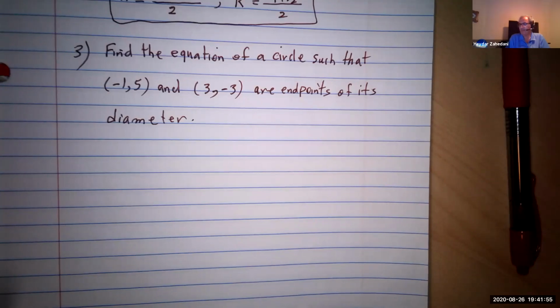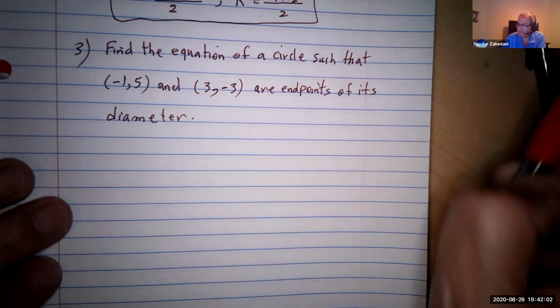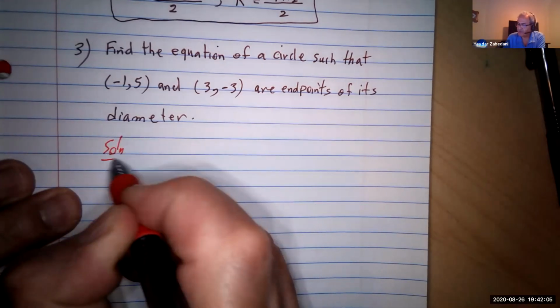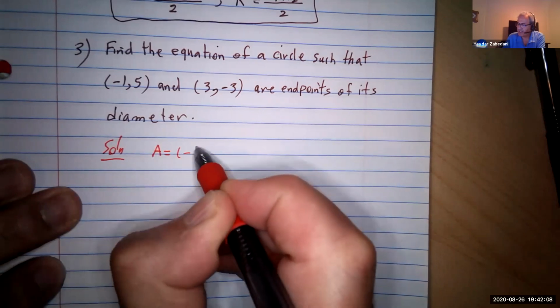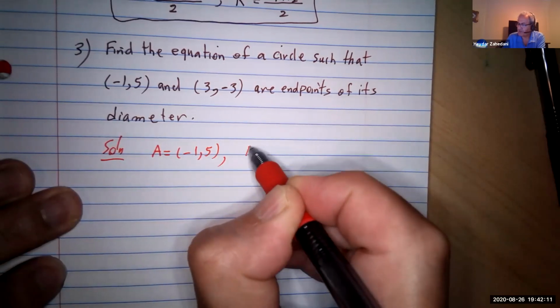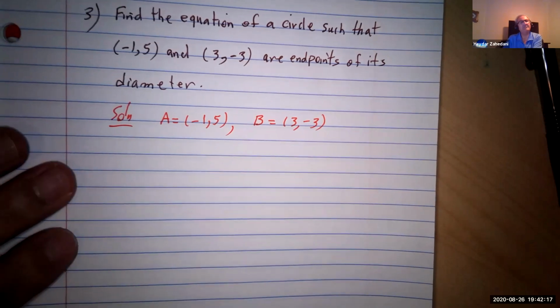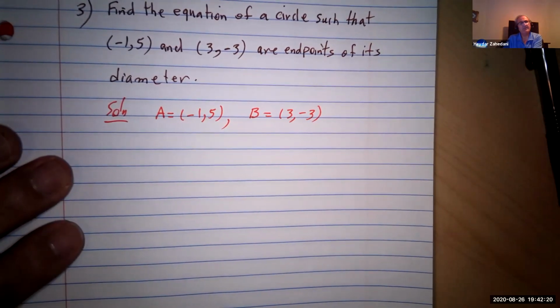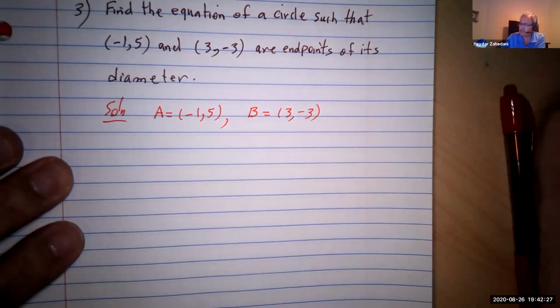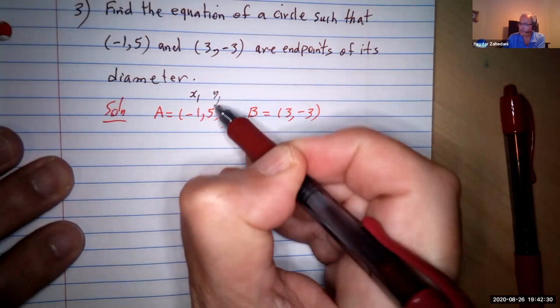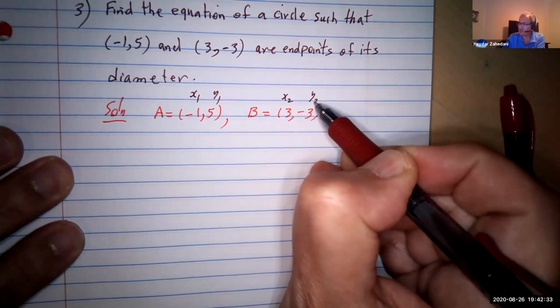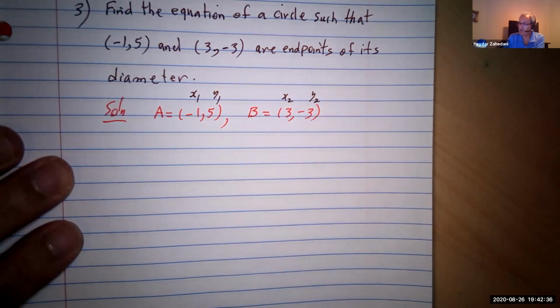Okay, now you know what to do. Just label these points if you like. This is going to be the solution. I'm going to call the first one A, -1 and 5. And I'm going to call the second one B, 3 and -3. So I'm going to use the midpoint formula to get it, remember? You may call these x1, y1, and this is going to be x2, y2. Then we are going to find the midpoint formula.